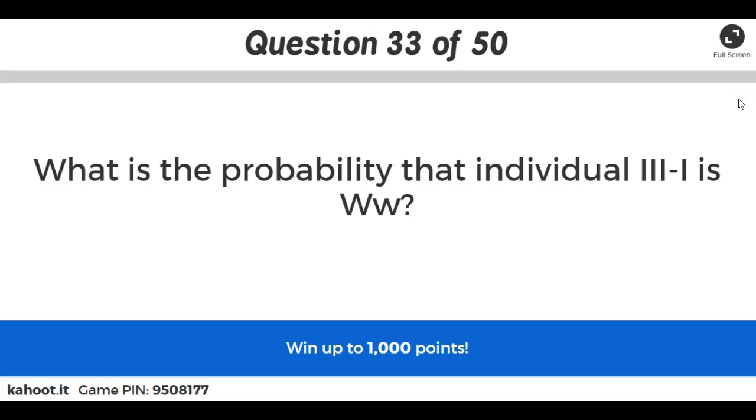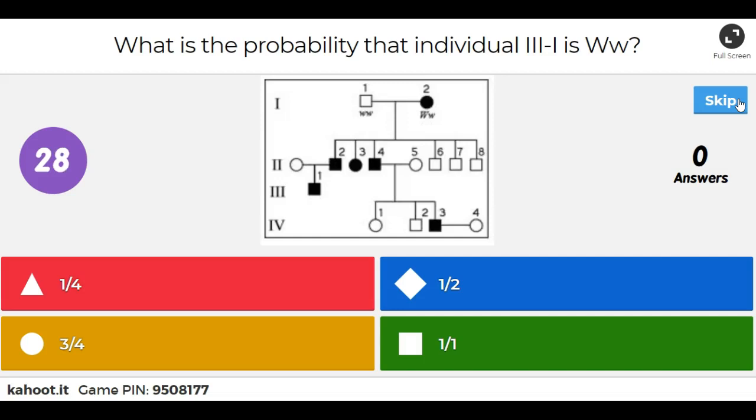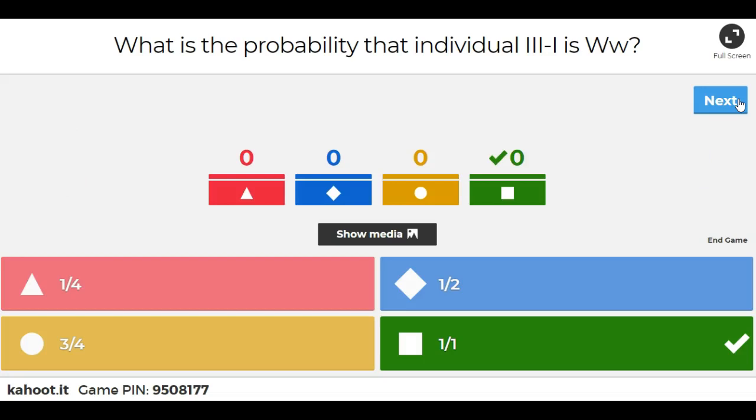Next question, number 33. What is the probability that individual generation 3, number 1, is heterozygous? So there is a 100% chance that that individual is heterozygous, and that's because that individual's mother is homozygous recessive.